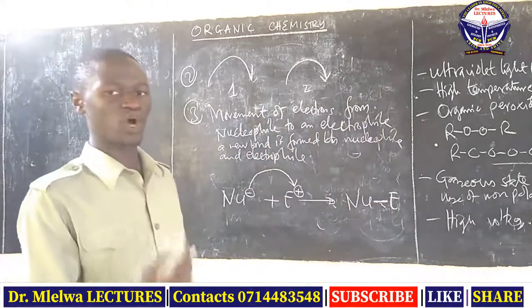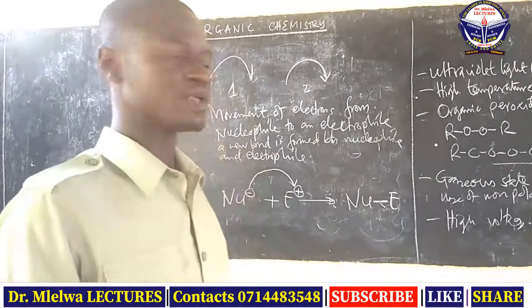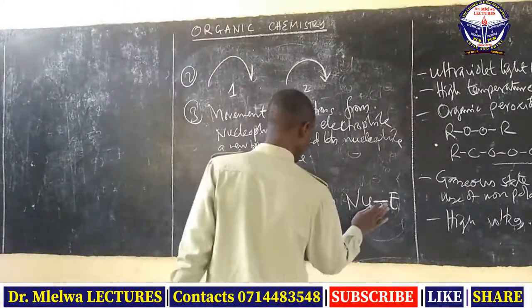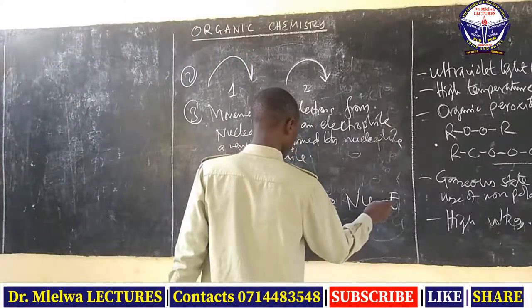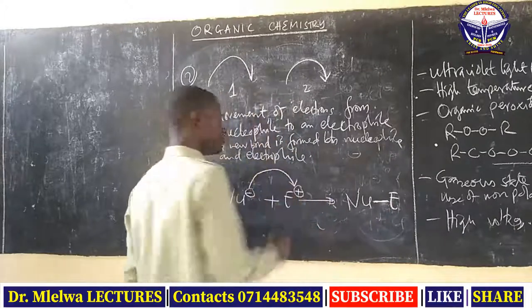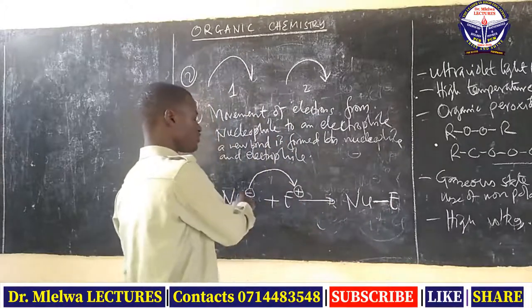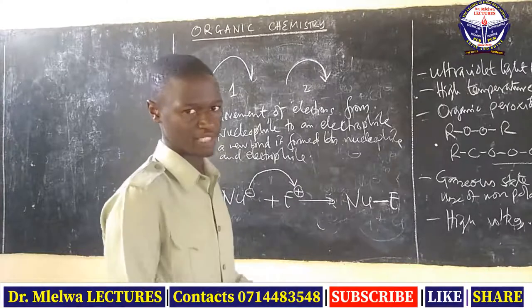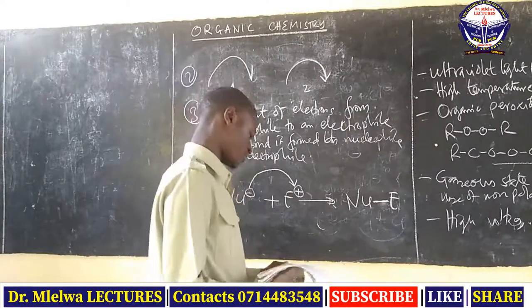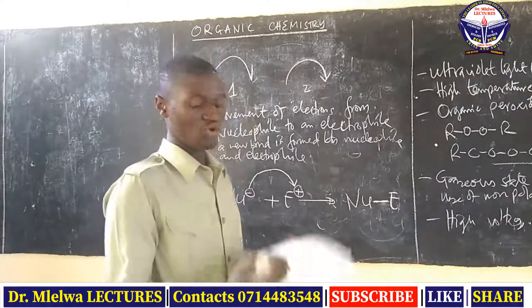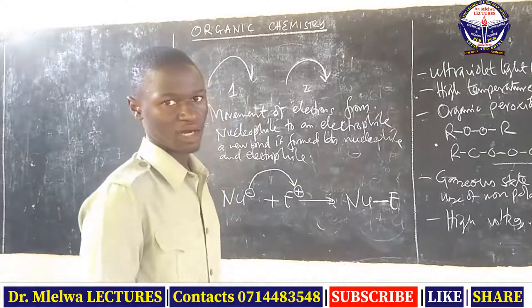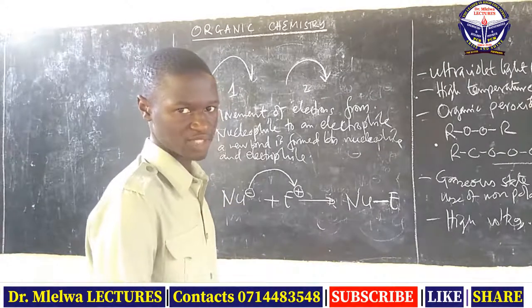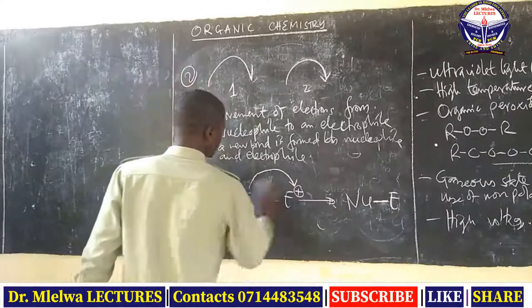So this is what we are explaining in principle number three: the formation of a new bond due to movement of electrons. Movement of electrons from a nucleophile to an electrophile results in the formation of a new bond between the electrophile and the nucleophile. We will see this later in the examples of reaction mechanisms, how it happens.